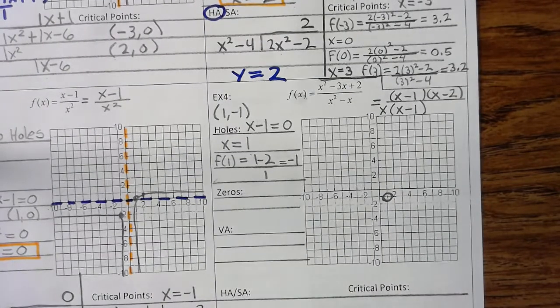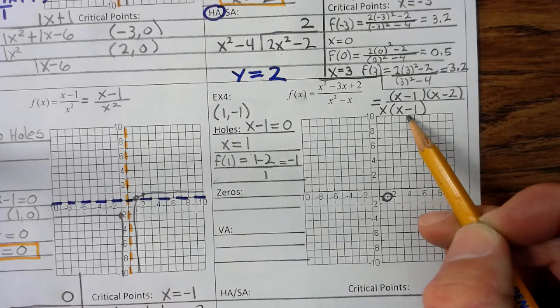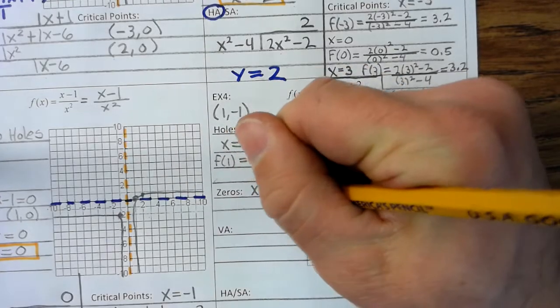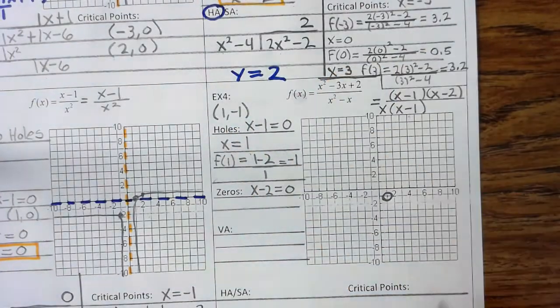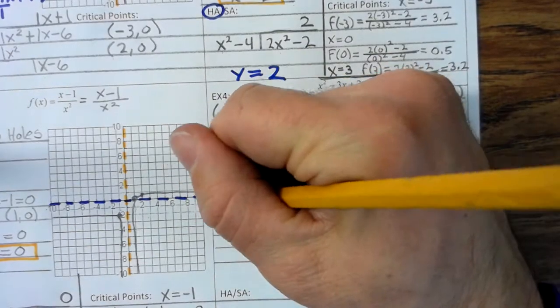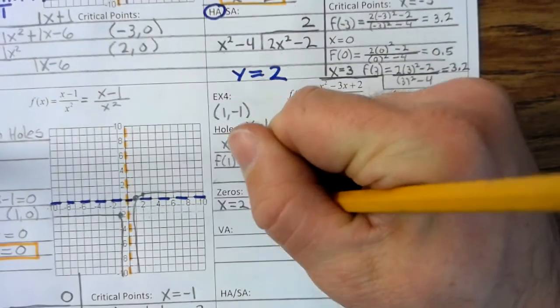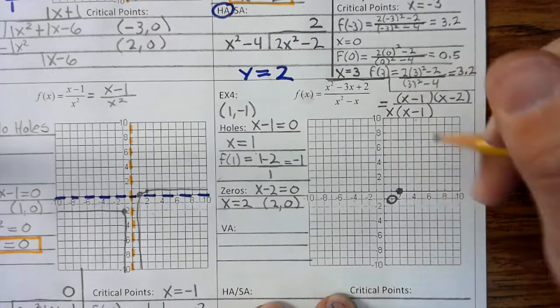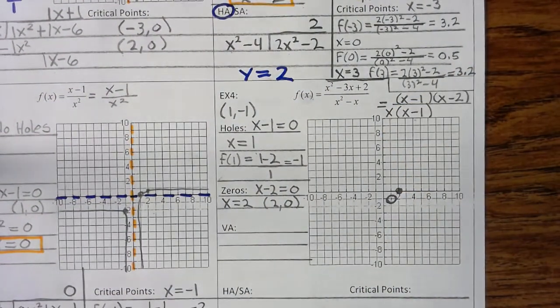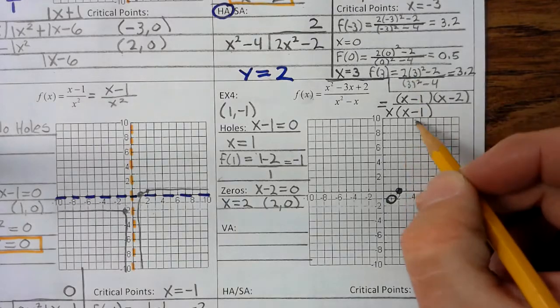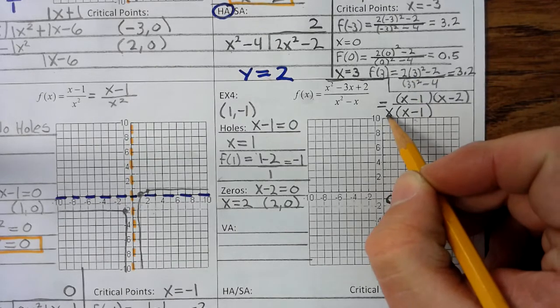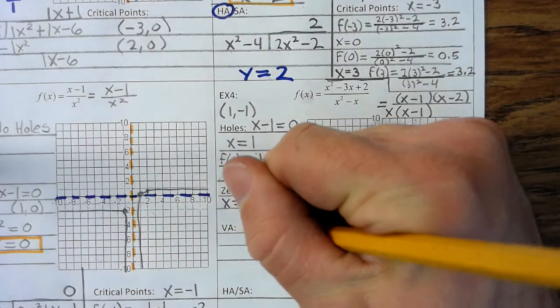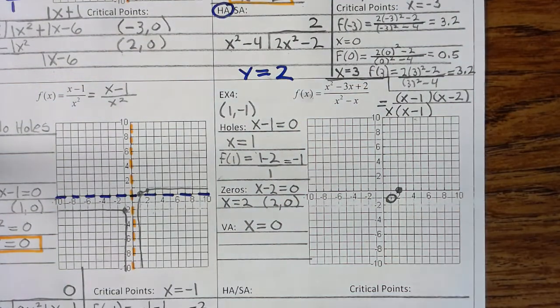Okay. Now for the zeros, we set the numerator equals 0, except for the hole. So we only set x minus 2 equal to 0. So that's x equals 2. So we have a zero at 2 comma 0. Okay. Since this divides and becomes 1, we still have the denominator at x, so we set x equal to 0. So we have a vertical asymptote at x equals 0.